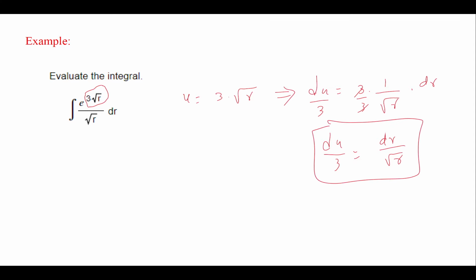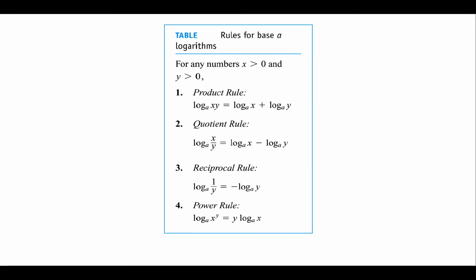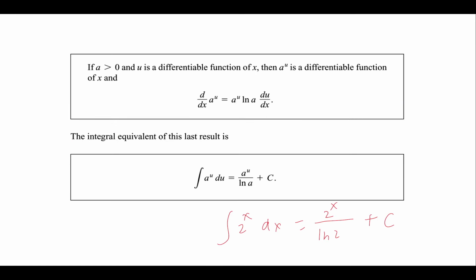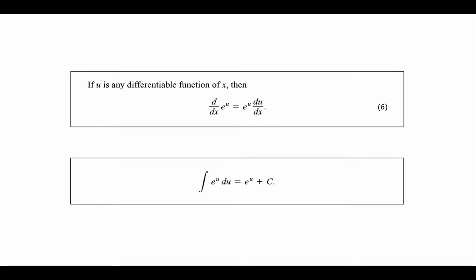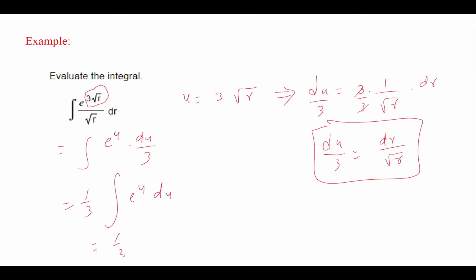So now this problem becomes e to the power u, and this dr over square root of r can be replaced by du over 3. I can bring this 1 over 3 outside, and now the problem becomes finding the integration of e^u with respect to u, and that's where we can use this formula. The integral of e^u du is e^u plus constant.